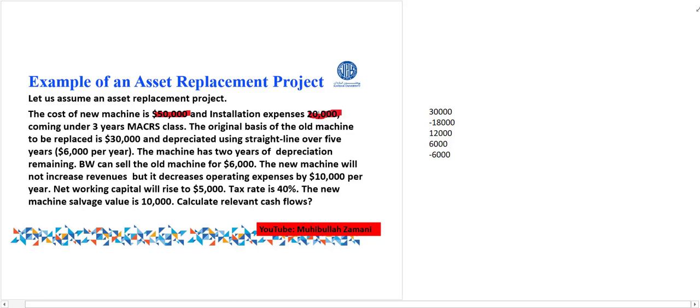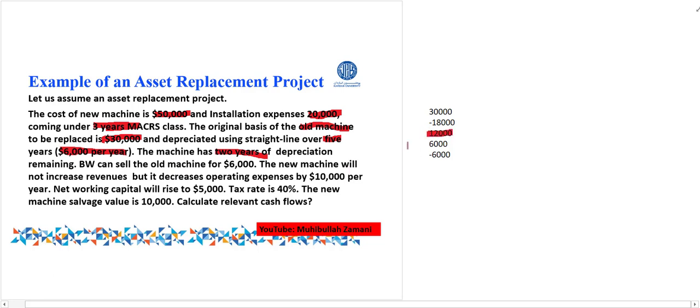Capital expenditure is this much, right? It comes under the 3 years MACRS class. We know how to calculate it from the previous question. This information is important regarding the old machine. Old machine information: cost was 30,000, life was 5 years, per year depreciation was 6,000. Two years of depreciation are still remaining, which means we have to sell the machine for 12,000.